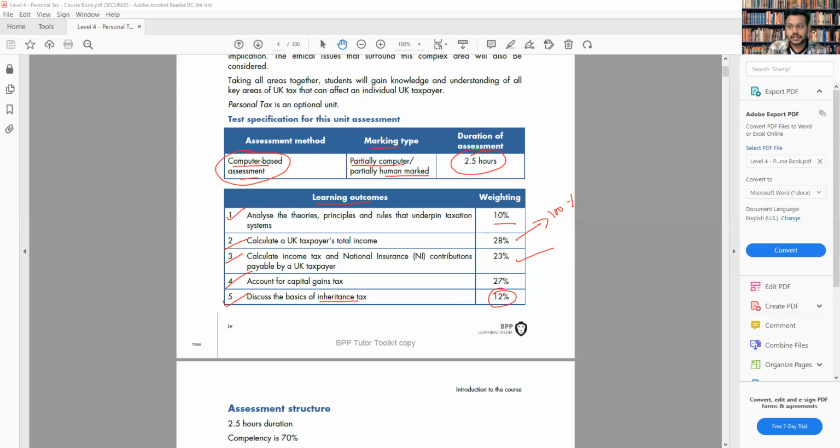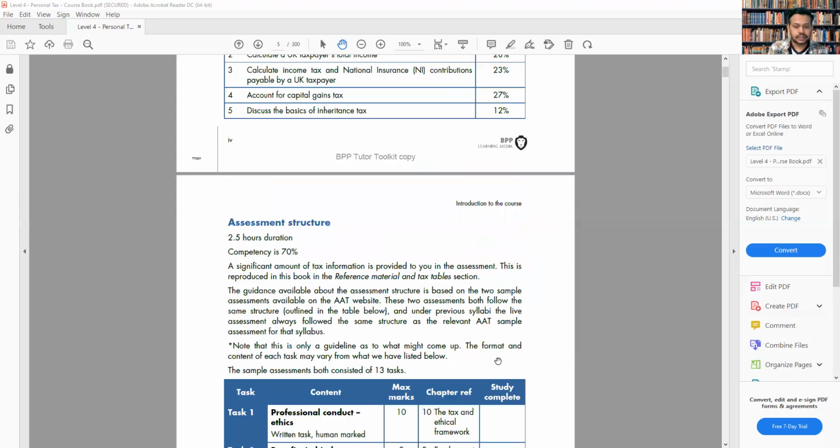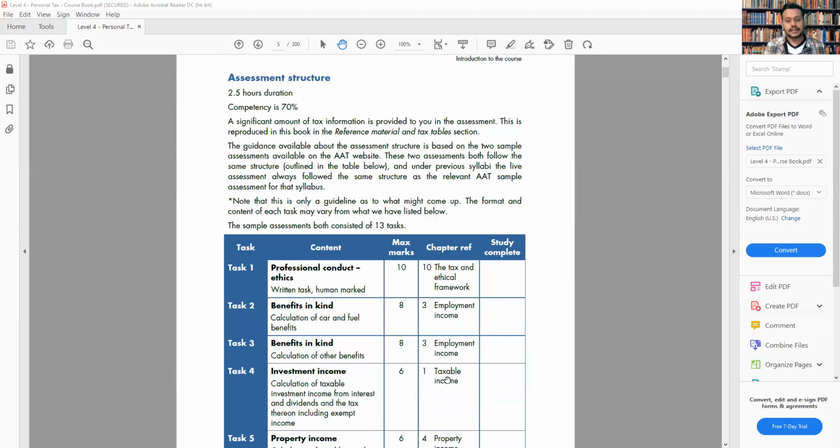The next thing we're going to see is the assessment structure. Let's have a look. The assessment structure is that we have to score 70%. In every single AAT exam, we have to score 70% in order to get the pass mark. If you don't get 70, you don't pass the exam.